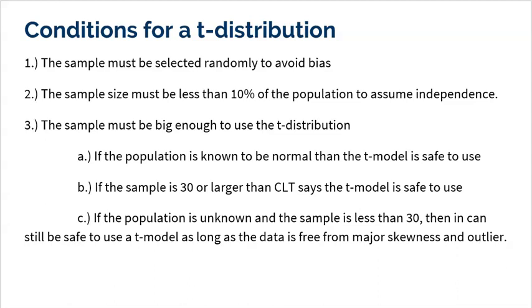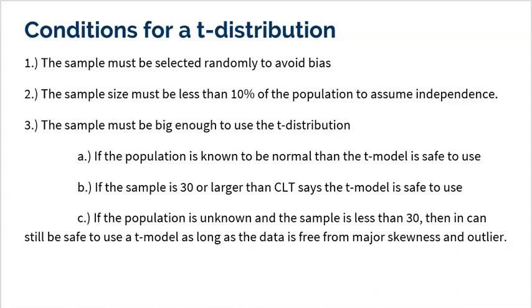A, if you, for whatever reason, already know your population is normal, then it's always safe to use the T model, no matter what your sample size is. Or, if your sample size is 30 or larger, the central limit theorem says the T model is always safe to use. And lastly, if your population is unknown and the sample is less than 30, then all you got to do is check your data, actually look at a graph, a histogram of your data, and make sure that it's free from any major skewness and outliers.